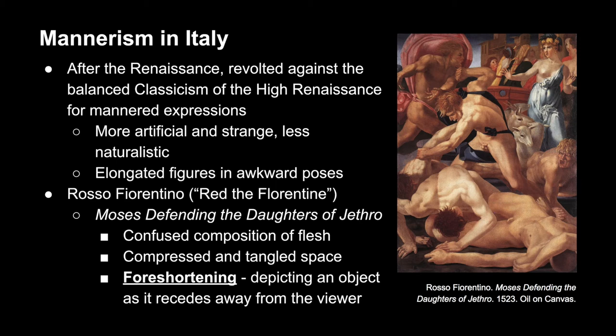In this example, Moses defending the daughters of Jethro, the composition is really just a confused pile of flesh. There's not a lot of place to rest your eye. There's just so much happening. Spatially, it's really compressed and tangled, and there's a lot of foreshortening, which places the viewer more in the scene. Foreshortening happens when an object or subject is coming at the viewer, so what's closer seems much larger as the object recedes back into space.